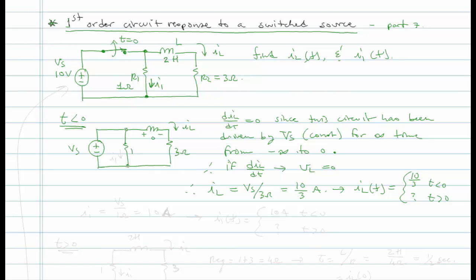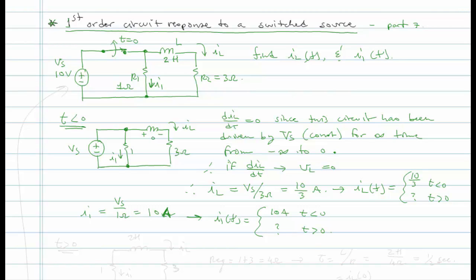We can also write an expression for I1. I1 is the current going through the 1 ohm resistor. And notice it does not depend at all on what's going on with the inductor, because it has applied across it the voltage source Vs. So it'll be Vs over 1 ohm, which would be equal to 10 amps. So here we can write I1 of t is equal to 10 amps for t less than 0, but we don't know yet what it is for t greater than 0.